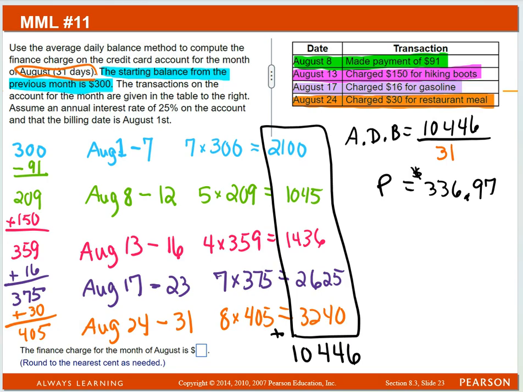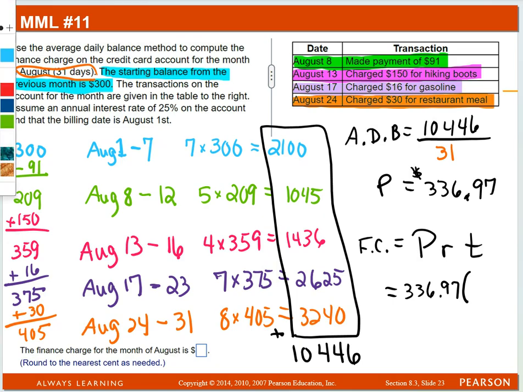Now, once you calculate the average daily balance, that's the number that is actually going to be your new P, because your finance charge is the same thing as interest. It's principal times rate times time. But you're going to use the 336.97 times, where's my interest rate? Need another color. I haven't used one. How about dark blue? Here it is, 25%. So that's a 0.25.